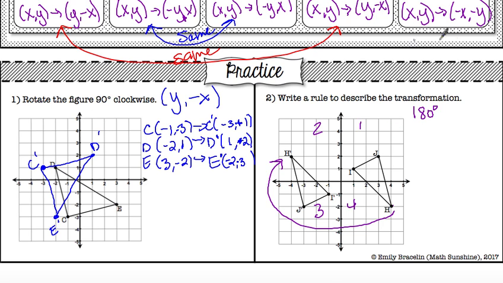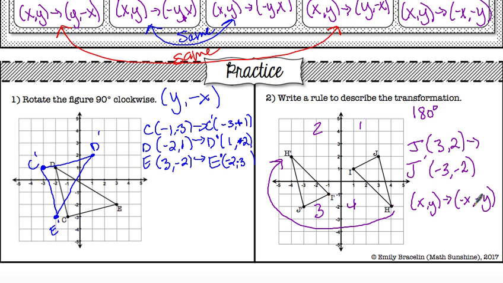If I have not memorized this rule that I'm pointing to, I could figure it out. Let's figure out this rule. Okay, so let's say I didn't memorize the rules. J is located at 3, 2. I'm going to compare some points. J prime is located at -3, -2. It looks like to get from J to J prime, the X and Y values have changed signs. So I have -X, -Y is my rule.